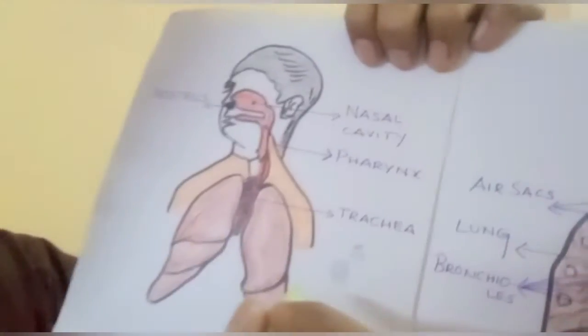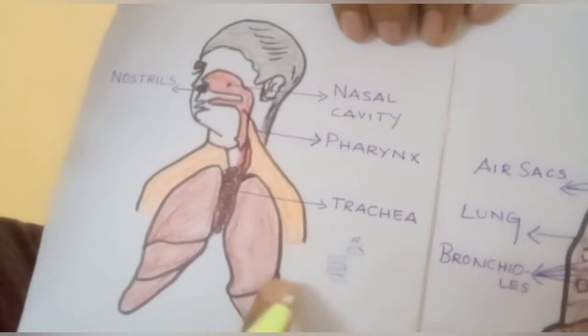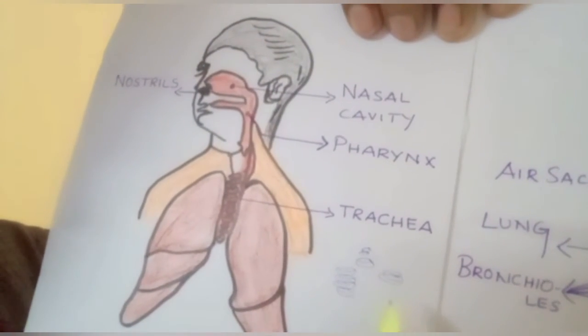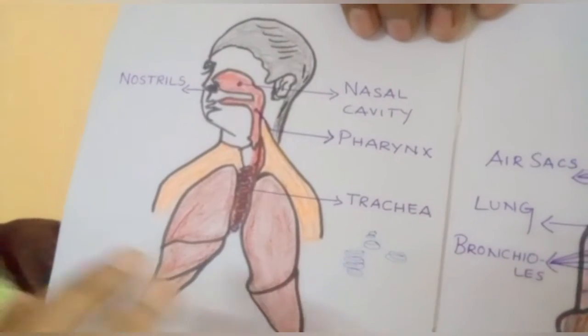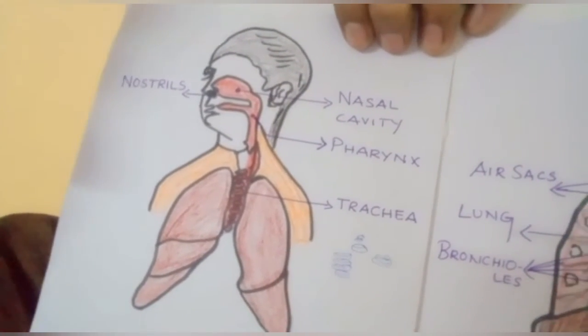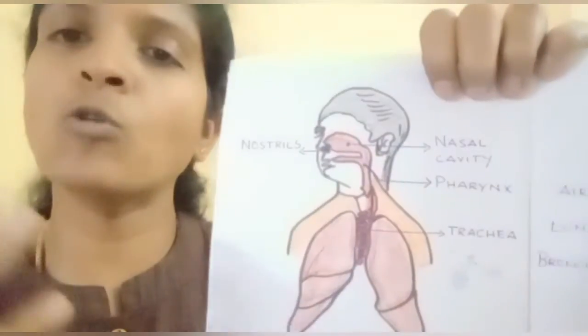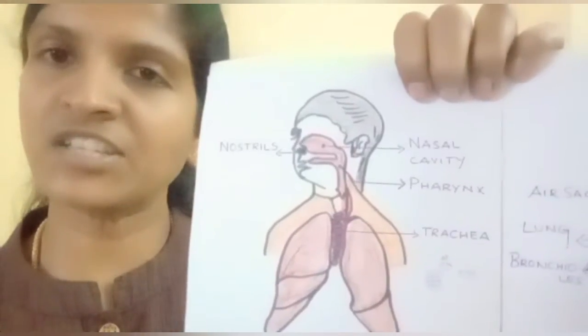The trachea has two main functions. What are they? The cartilaginous rings of the trachea help in keeping the air passage open all the time. And next is the mucous lining. It helps to catch the dust particles present in the outside air when we inhale.